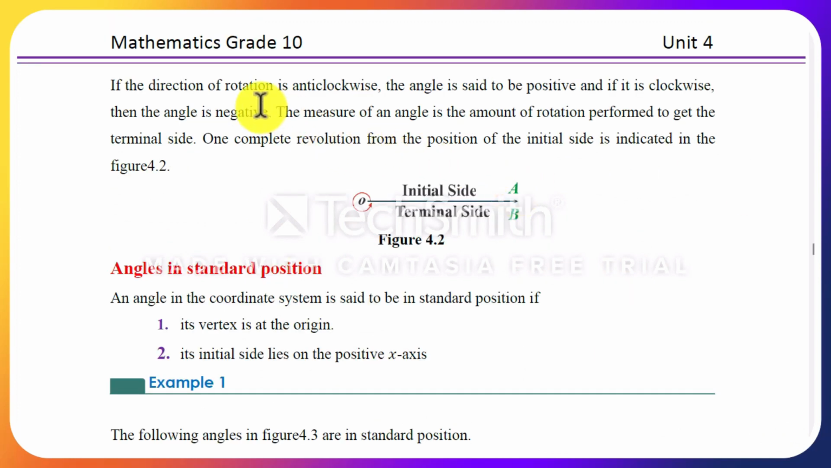Therefore, if the direction of rotation is anti-clockwise, the angle is said to be positive, and if the direction of rotation is clockwise, then the angle is negative.